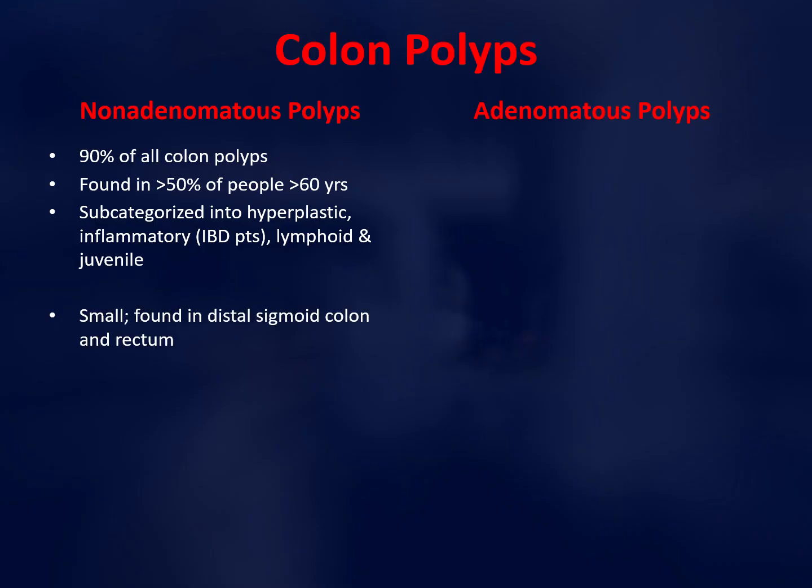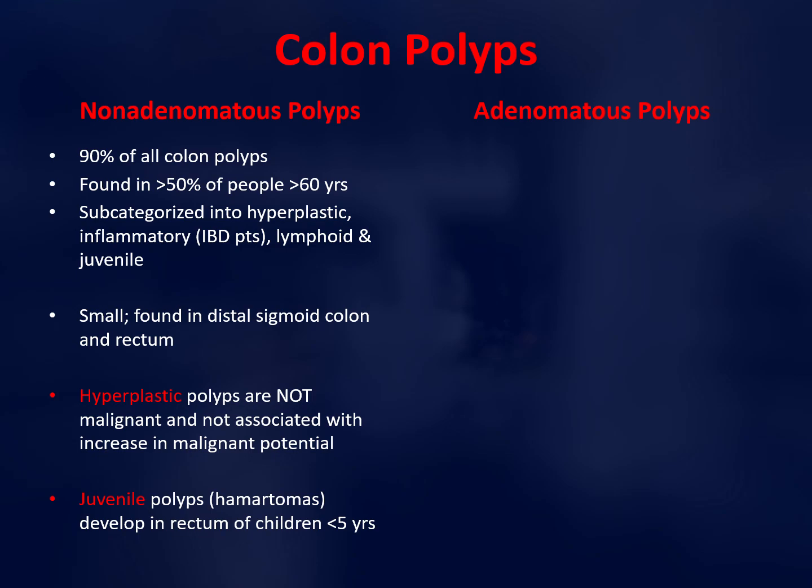Hyperplastic polyps are usually small, found in distal sigmoid colon and rectum. They are not malignant and not associated with increase in malignant potential. Juvenile polyps, called hamartomas, develop in the rectum of children in their first decade. They can be part of juvenile polyposis or Peutz-Jeghers syndromes, and in these cases they increase risk for colon cancer. We can find also juvenile polyps as solitary polyps in young patients.